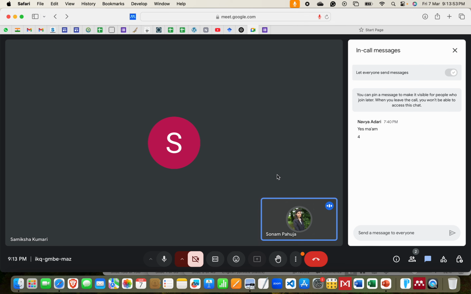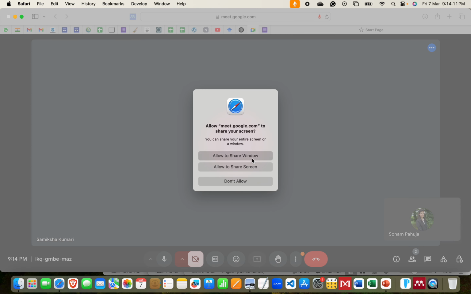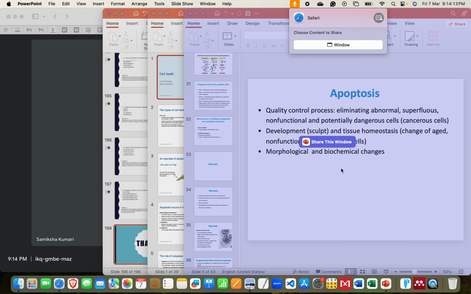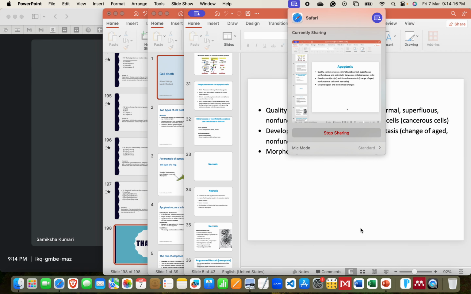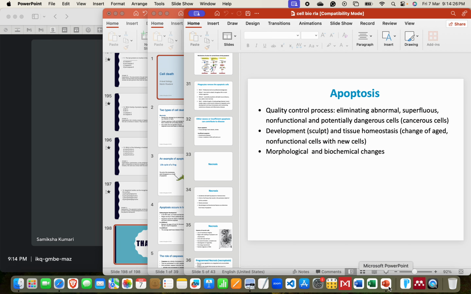Screen is not being shared. No. Or you can keep the link in the chat box and then I will see it. Yes, it's shared. No, not shared. Again, there's the issue.